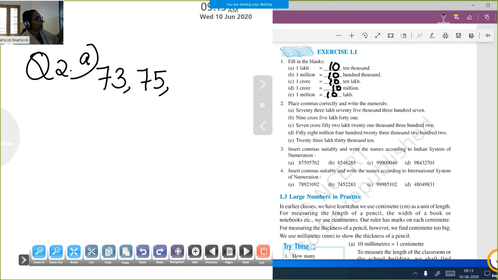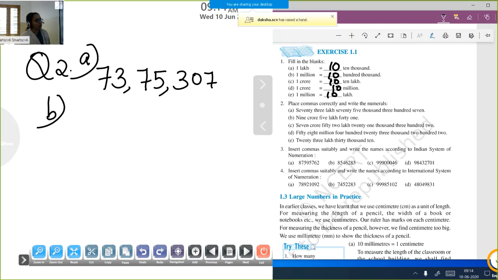73 lakhs, 75,307. Is it correct, children? Teacher wrote properly. You check the answer, is it correct? 73 lakh, okay, correct, 73 lakhs, lakhs place. Next is 75,000, okay, 75,000 place, correct. Then 307, okay. So place the commas correctly and write the numeral. Teacher put the commas also proper way.